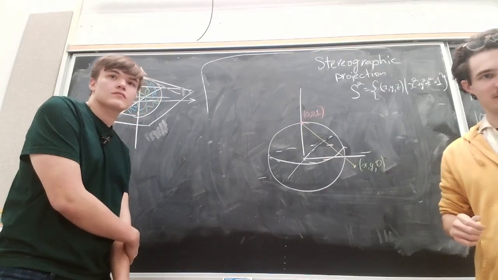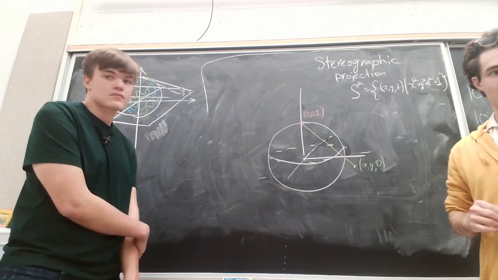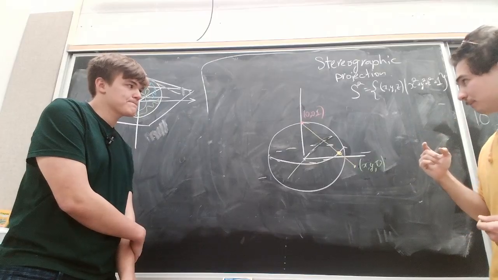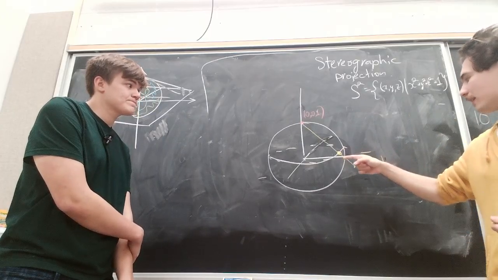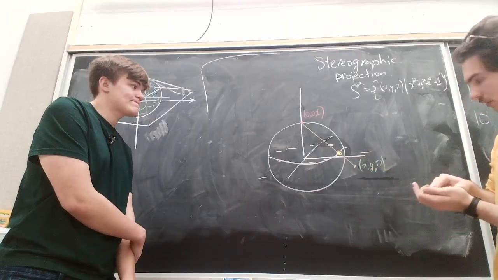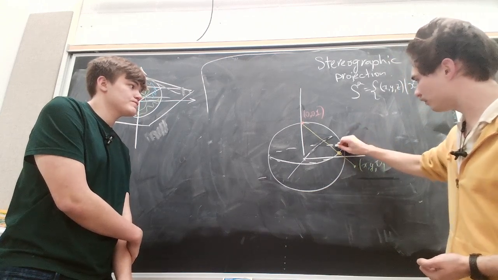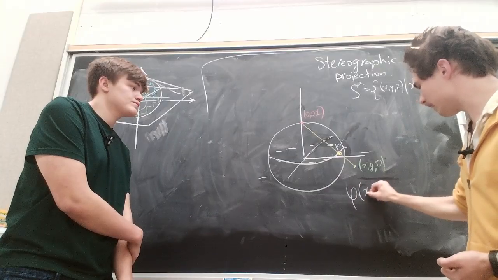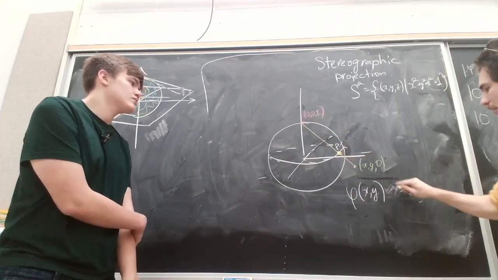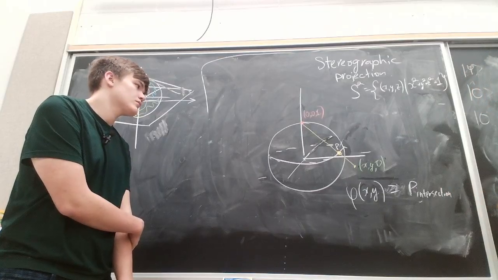It will intersect the sphere twice. What are the 2 points where it intersects? One's at the North Pole and one's somewhere else. So this point where it intersects somewhere else will be the point on the sphere that xy maps to. Do you agree? Let's call this point P. I define my phi of xy as the map that draws this line, sees where the intersection is, and maps xy to this intersection point P. Do you agree?